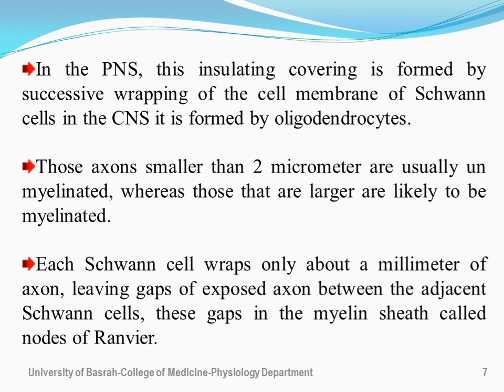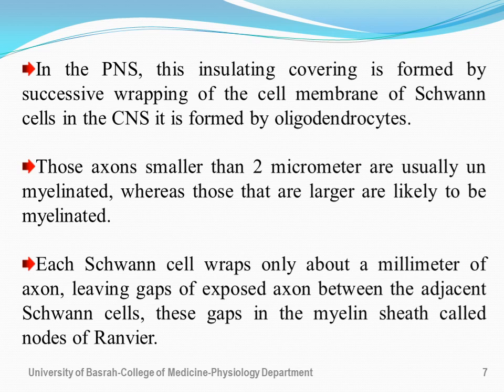Axons may be longer than a meter or more, but it is generally known that axons smaller than 2 micrometers are usually unmyelinated, while those larger than this size are more likely to be myelinated. Usually the small axons are unmyelinated, while larger axons are more likely to be myelinated.